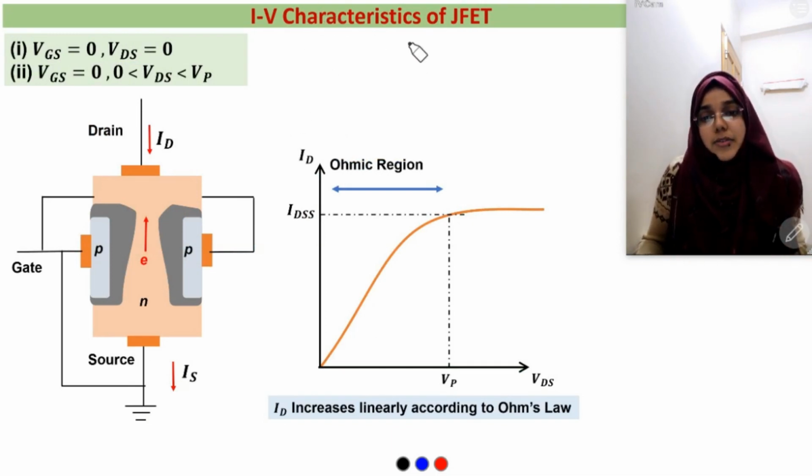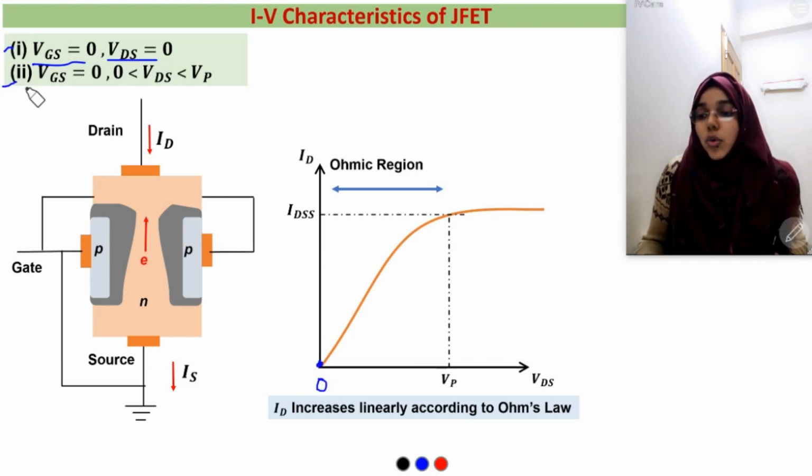Let's draw the IV characteristics of JFET. For this, we will divide the operation into 4 cases. So number 1, when VGS equal to 0 and VDS is also 0. That means we haven't applied any voltage here. Thus, the potential difference is 0 here. So, we will get no current. So, we can define this point where ID and VDS both are 0.